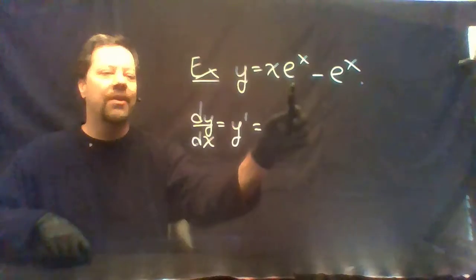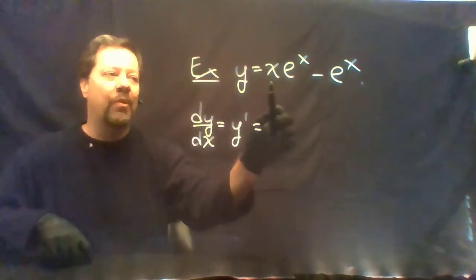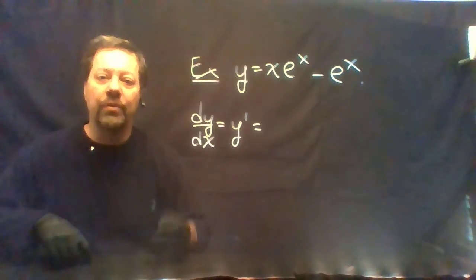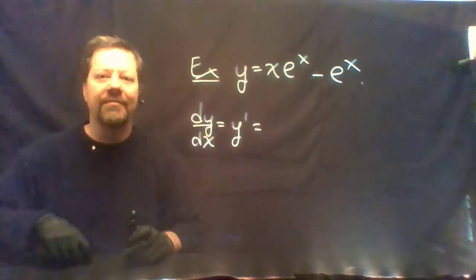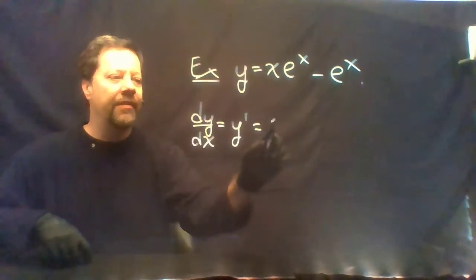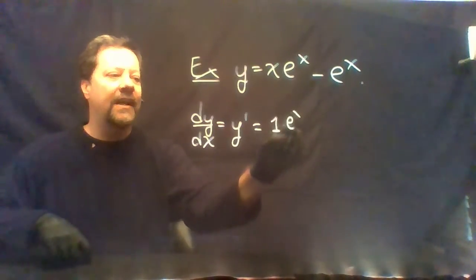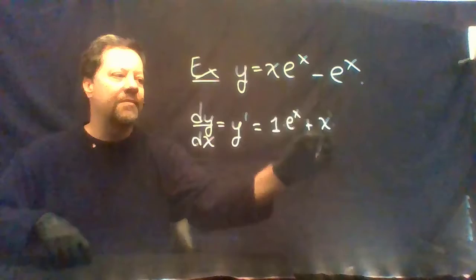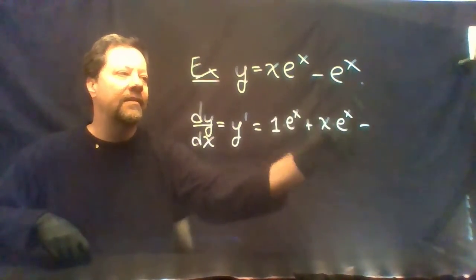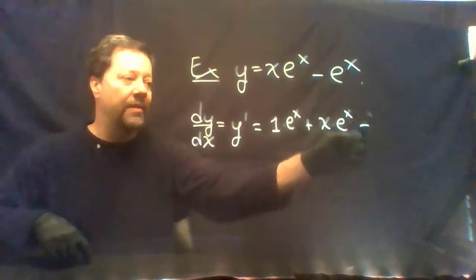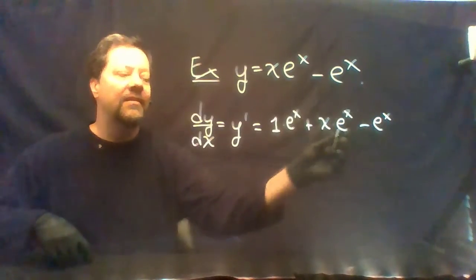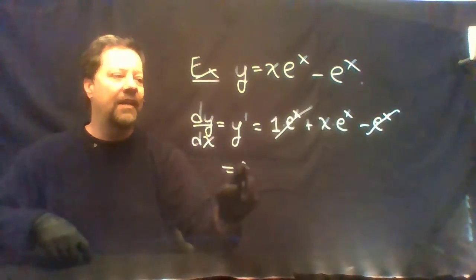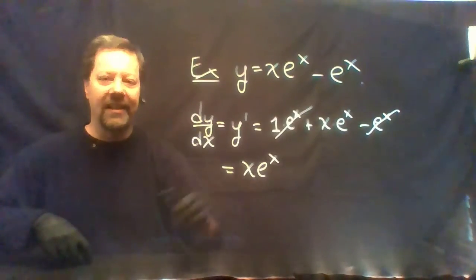On the first term, since we have the product of two functions, we must use the product rule on that term. We get the derivative of the first times the second plus the first times the derivative of the second, and then minus the derivative of e to the x, which is e to the x. These terms cancel, and we get x e to the x.